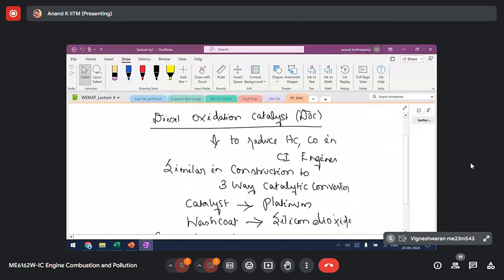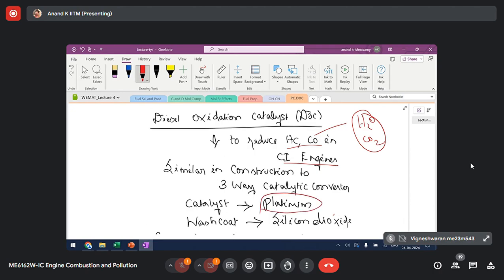Okay, so we have this diesel oxidation catalyst. What is being done here is the same oxidation reaction: HC and CO coming out of the engine tailpipe will be oxidized to H2O and CO2. So it's basically an oxidation reaction happening in the DOC in presence of catalyst. Catalyst used is platinum in this device.